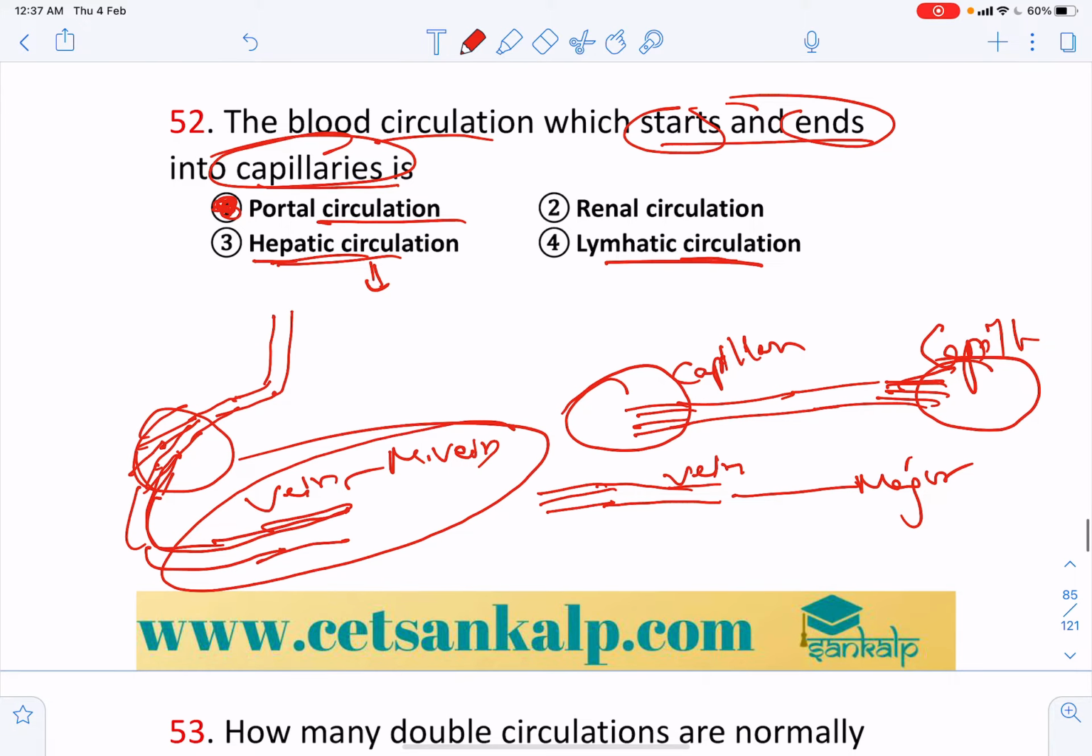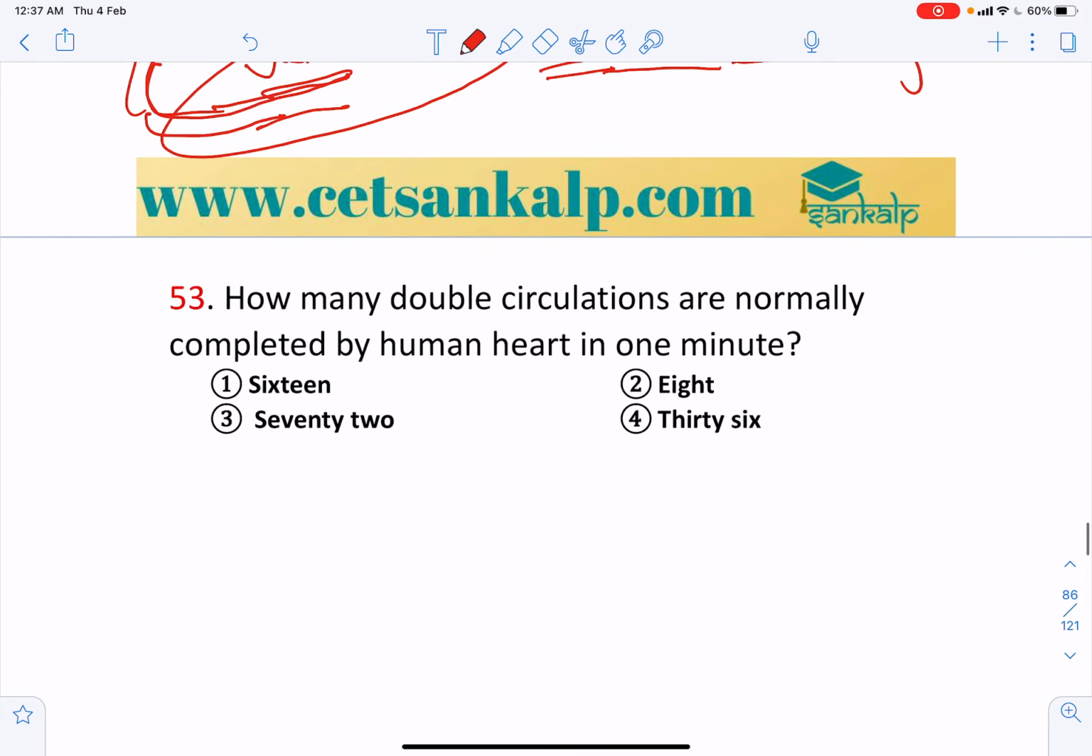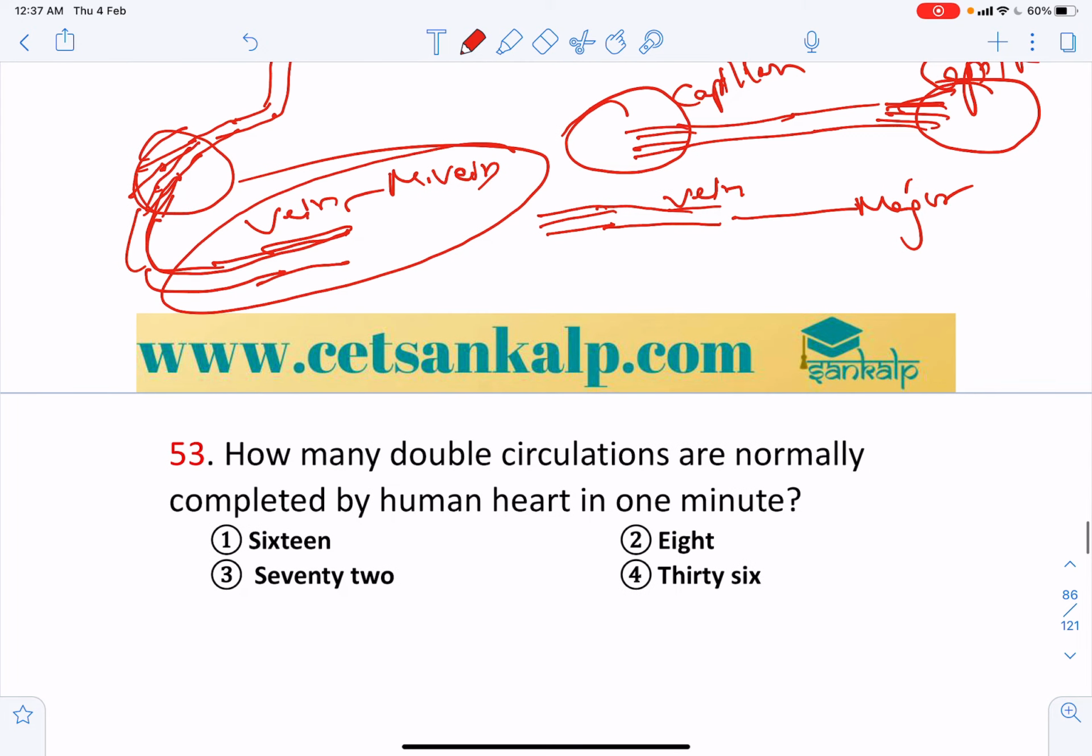Next, lymphatic circulation, which mainly includes lymph. In lymphatic circulation, the fluid matrix that is circulated is called interstitial fluid, right?